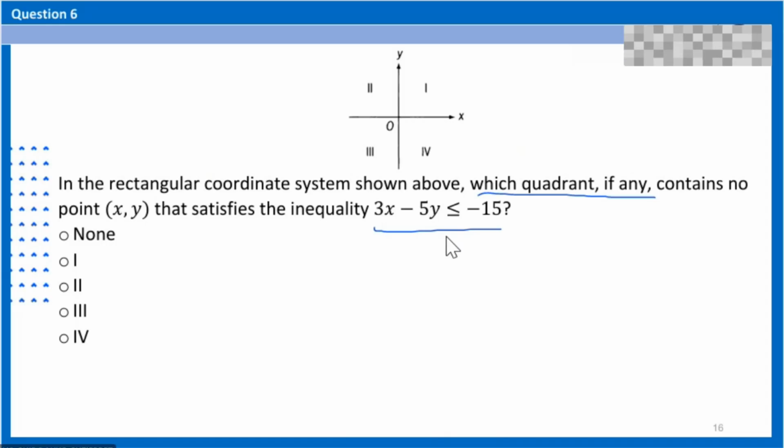Remember, such inequalities represent semiplanes, either of the two semiplanes forming above or below a line on the plane. So you can try. So which one?